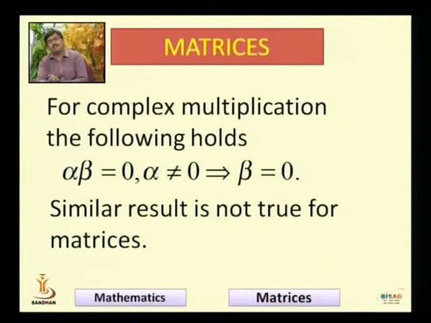Now let us try to see if such a result holds true for matrix multiplication or not. The question makes sense. Why? Because we have defined what a 0 matrix is. Just now we have defined a 0 matrix of order m by n. So now let us try to see if that is true or not.